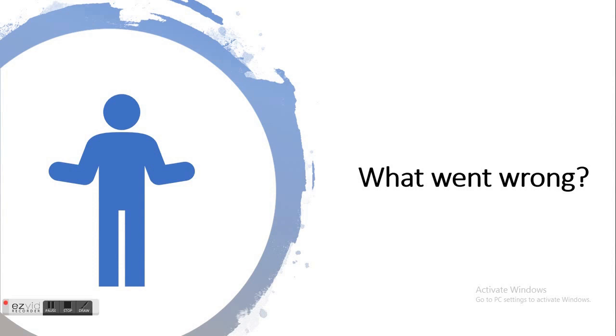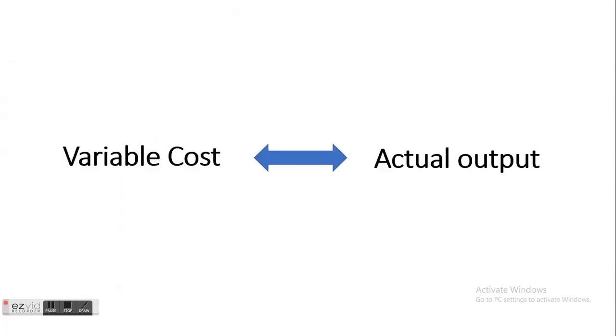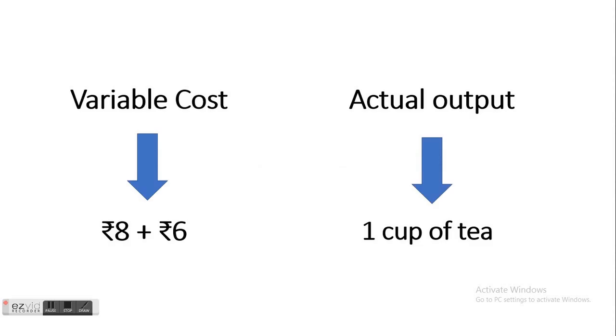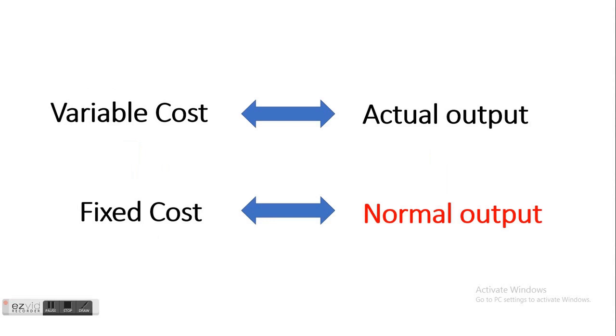Here comes the distinction between the normal and actual output. To put it very simply, variable cost is the only cost that must be divided based on the actual output, which in the above example is rightly done: 14 rupees for 1 cup of tea. But the fixed cost, also known as fixed overheads, must be divided based on normal output and not the actual output. But what exactly is normal output?